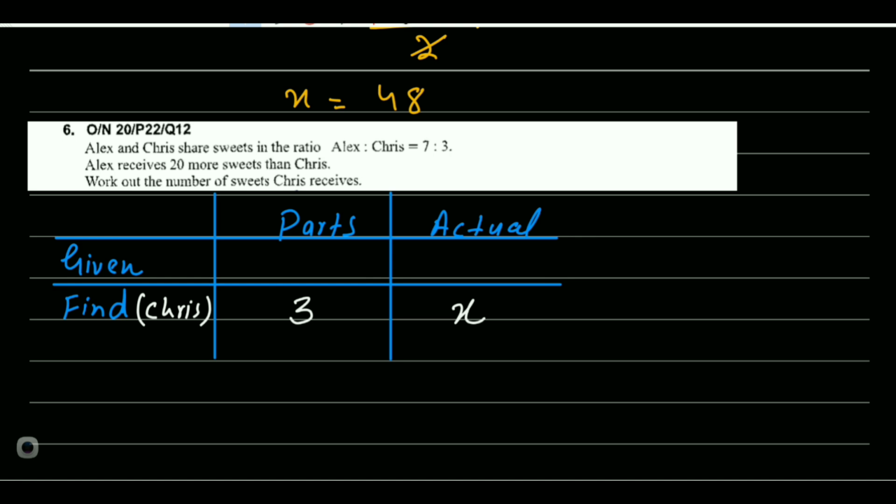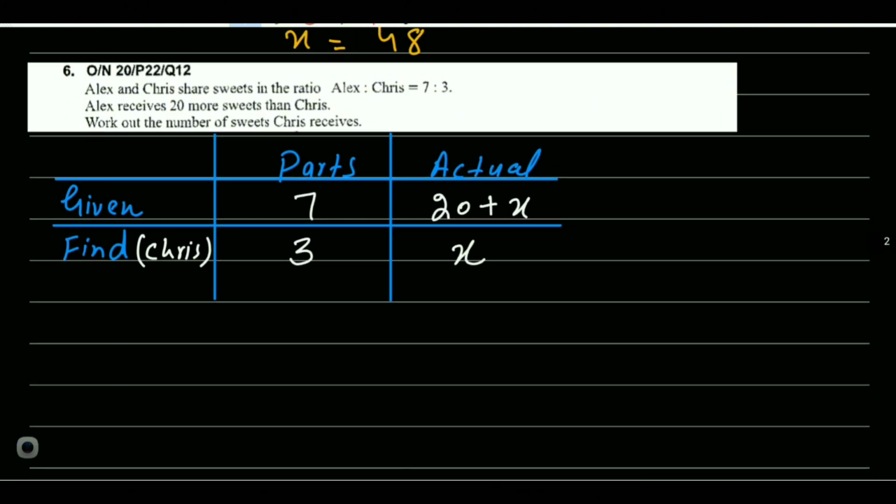Alex received 20 more sweets than Charis. So 20 more sweets than Charis means 20 plus x. So the Alex actual value will be 20 plus x and its part will be 7. So this is the way you will fill these boxes.